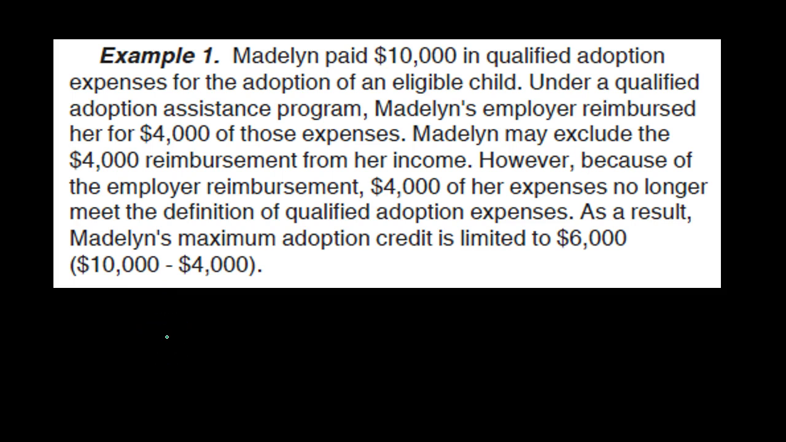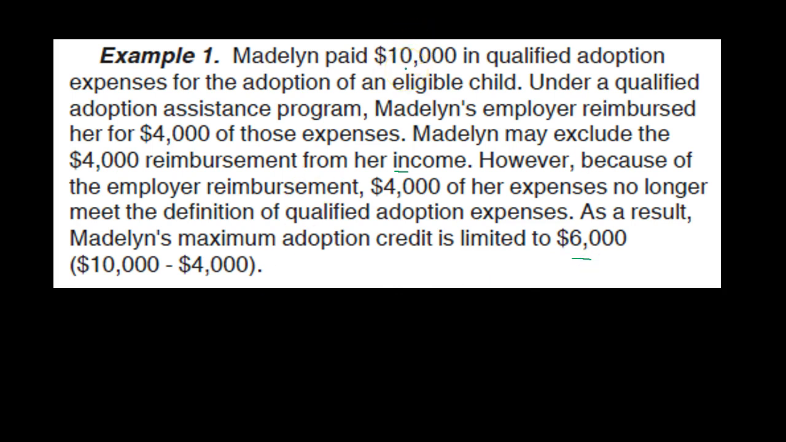Madeline paid $10,000 in qualified adoption expenses for the adoption of an eligible child. Under the qualified adoption assistance program, Madeline's employer reimbursed her for $4,000 of those expenses. Madeline may exclude the $4,000 reimbursement from her income. So the $4,000 that was reimbursed is going to be excluded from the income because she got reimbursed for them. However, because the employer reimbursed the $4,000, those expenses no longer meet the definition of qualified adoption expenses. As a result, Madeline's maximum adoption credit is limited to $6,000.